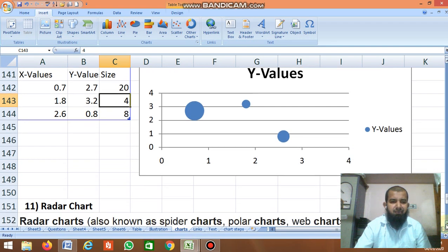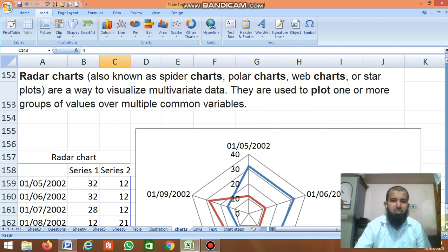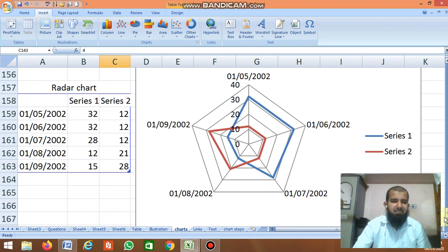Then the last one is the radar chart. A radar chart, also known as a spider chart, polar chart, web chart, or star plot, is a way to visualize multivariate data. They are used to plot one or more groups of values over multiple common variables. Let's see an example here. This is a radar chart. On 1/5/2002, this line. There are values here: 10, 20, 30, 40, like this. Clear, no?